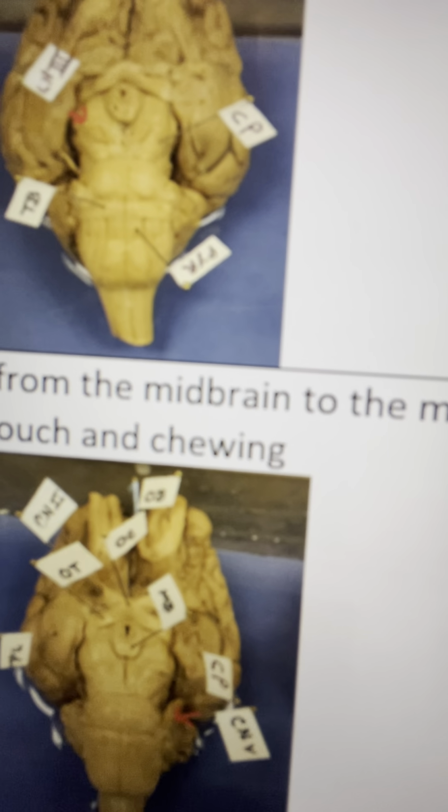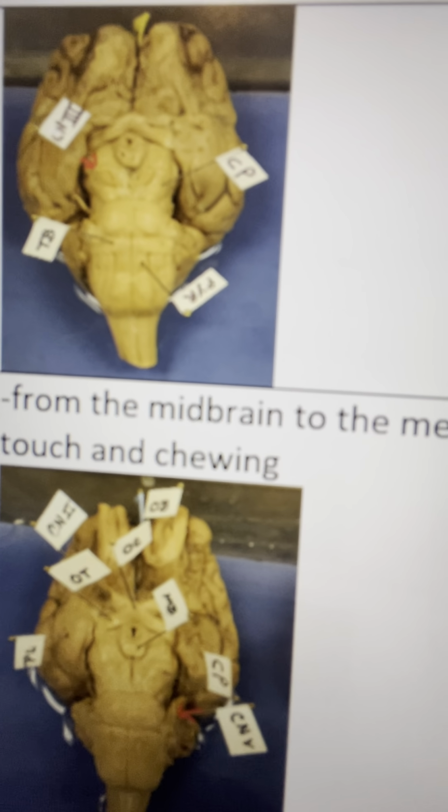Here's the picture. I know it's small, it's right there. It's very tiny. And then we have the trigeminal nerve, which is nerve number 5. It is from the midbrain to the medulla, and it has to do with the facial touch and for chewing.